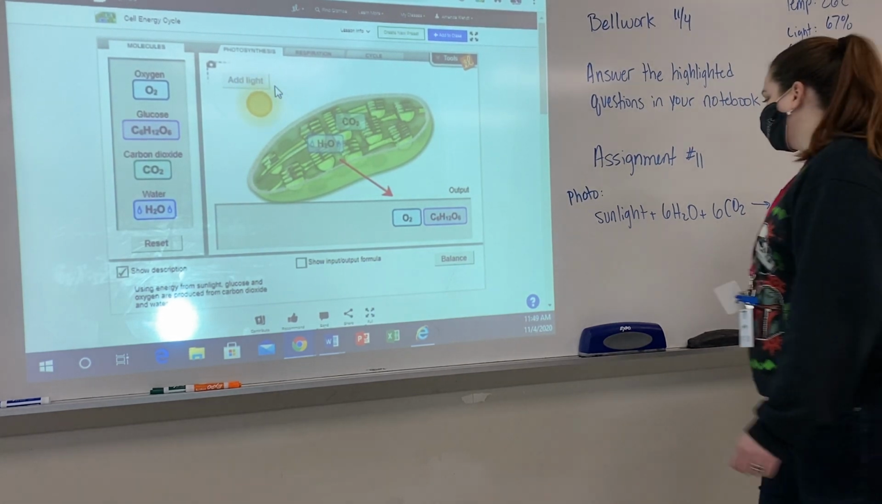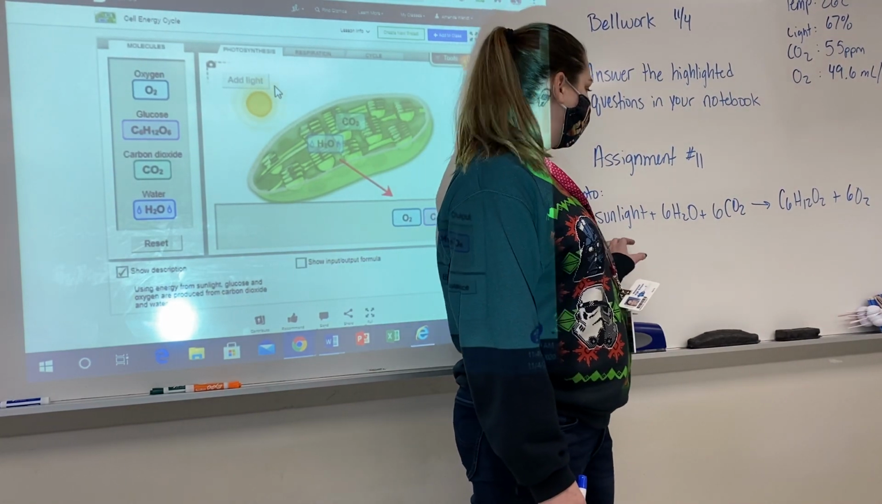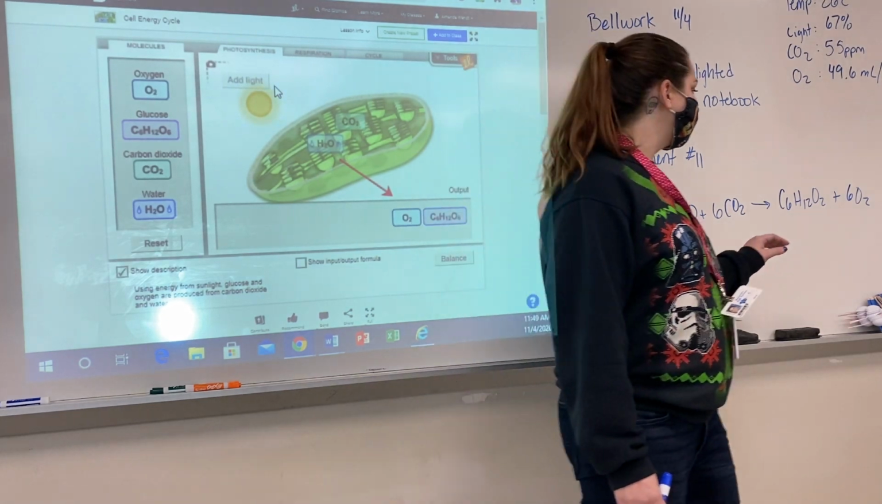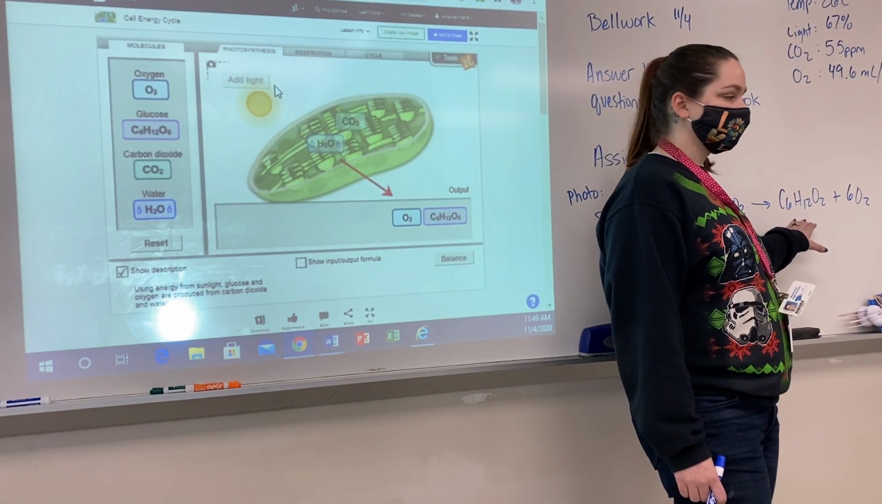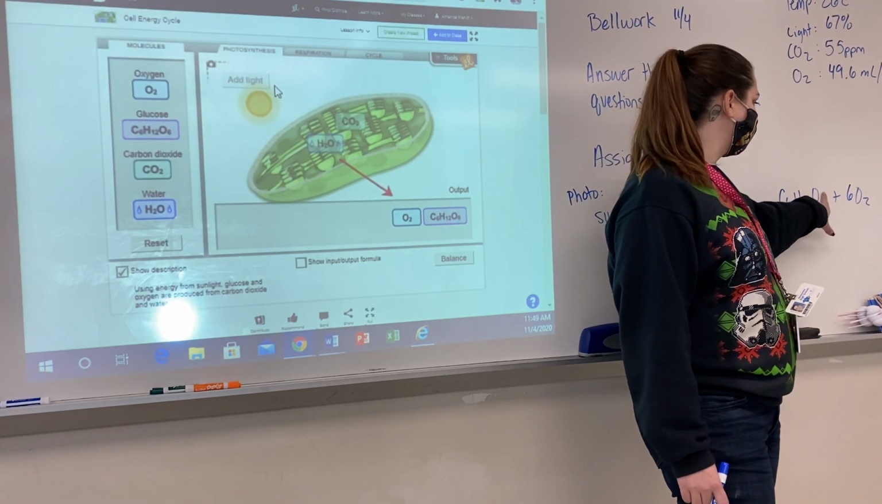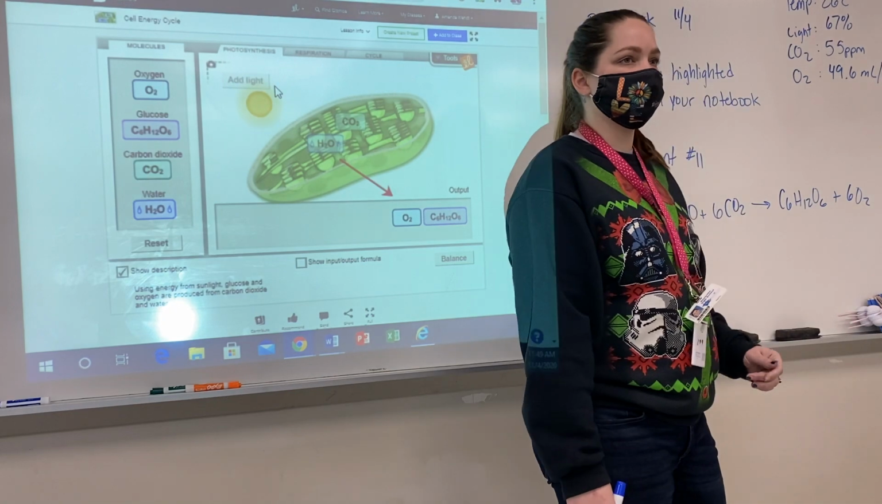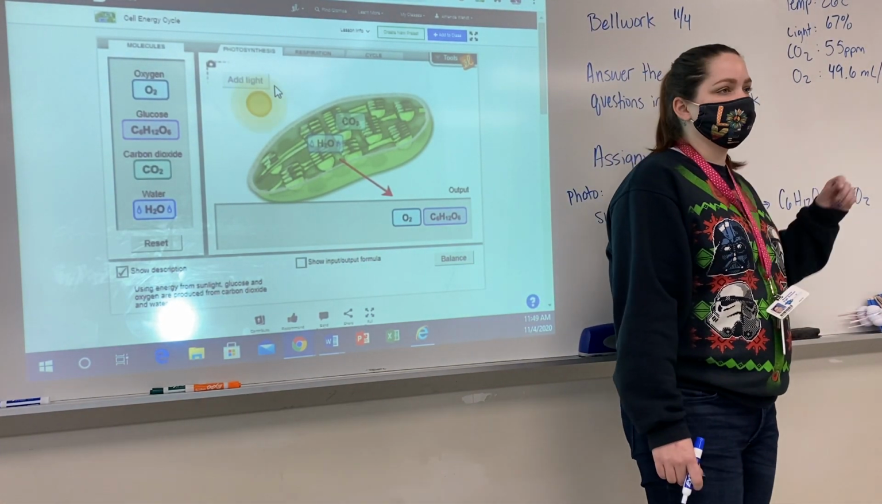All right, so your reactants for photosynthesis are sunlight, water, and carbon dioxide. Your products are sugar, which is specifically glucose. That's not sugar. That's glucose. Sorry. Yes, the two was incorrect. I changed it. Okay, so glucose and then oxygen.